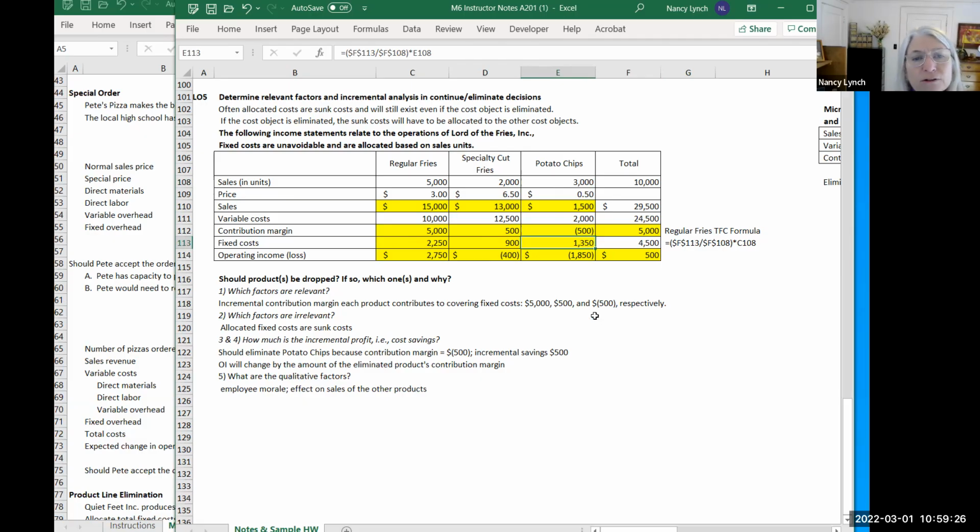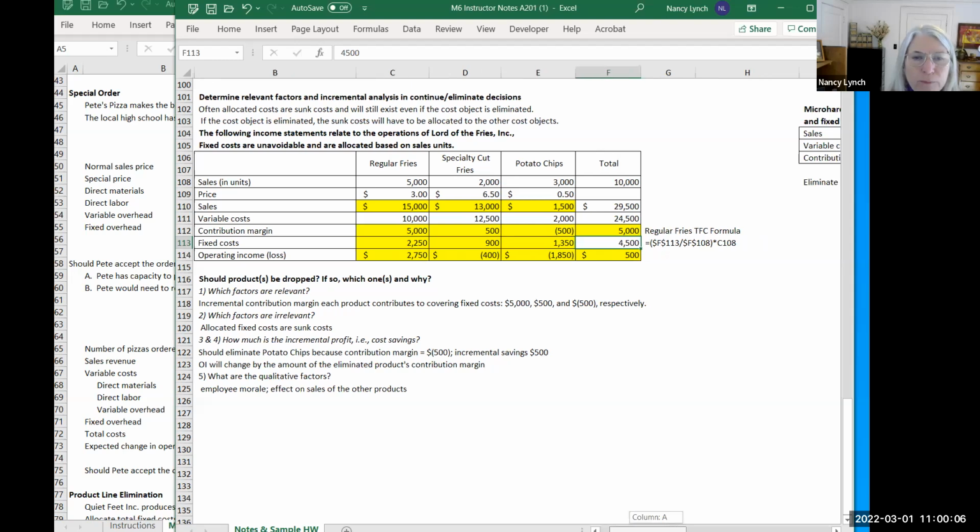If we eliminate those potato chips, this fixed cost of $1,350 is going to have to be borne, if you will, because it's not avoidable. It's going to have to be borne by these others. So that will not help your bottom line, so to speak, your operating income. So that $4,500 is there if there's no indication of any of it being avoidable. If you eliminate, then that $4,500 is not relevant. All right. So keep that in mind when you're trying to decide whether to eliminate. And again, we've got examples in here to help you through those.